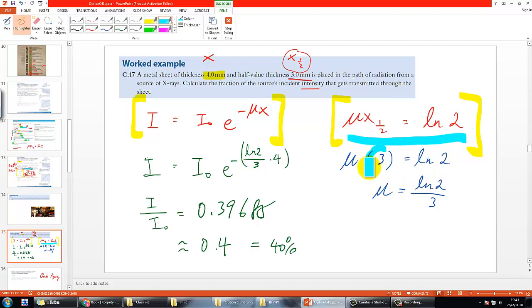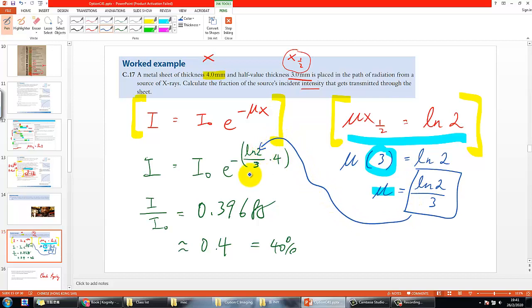First of all, the first equation you should get in touch with is actually this one, and then you substitute 3 into this, and you find out the coefficient. Then you substitute this coefficient back here together with x, which is known as 4 mm, and you should be able to find the answer. Since it asks about the fraction of intensity transmitted through it, that means what has been remaining. So simply it's 40% in this case, which is I over I zero.